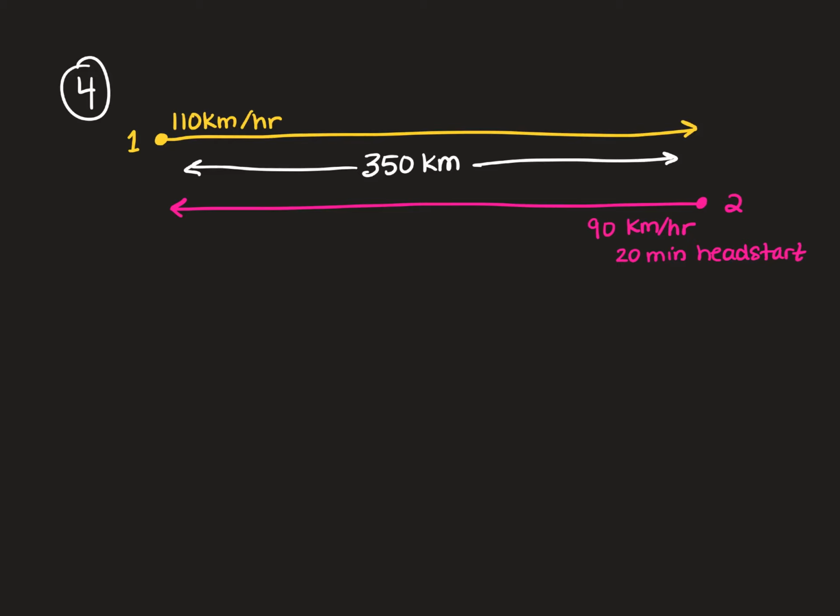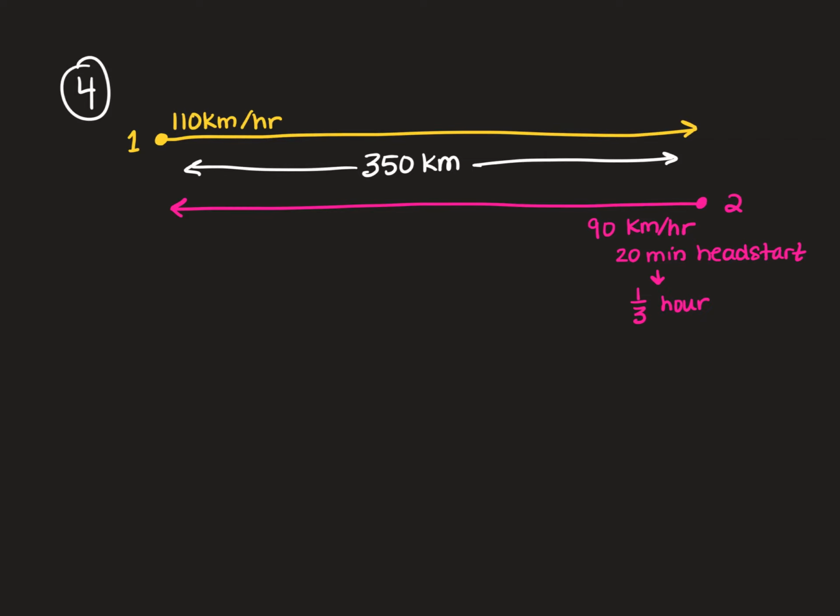Okay, so we talked about whether we should use hours or minutes, and the discussion centered around what unit of measure was given, and the unit given is hours. So rather than converting both 110 kilometers per hour and 90 kilometers per hour to something that uses minutes, I'm going to convert 20 minutes into a portion of an hour. So this is really the same thing as saying 1/3 of an hour.